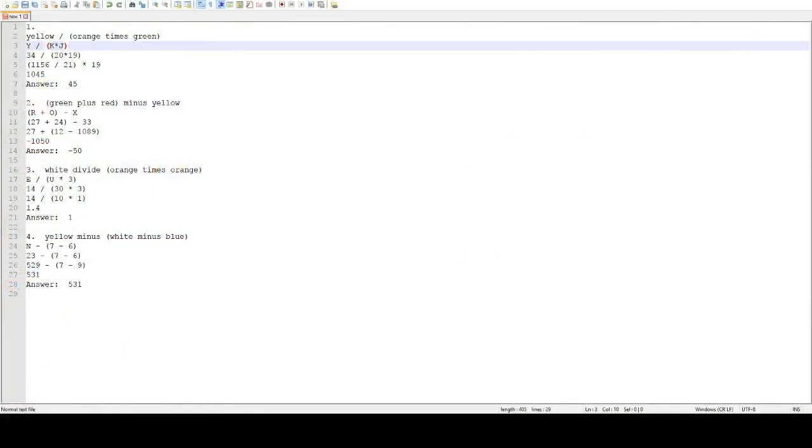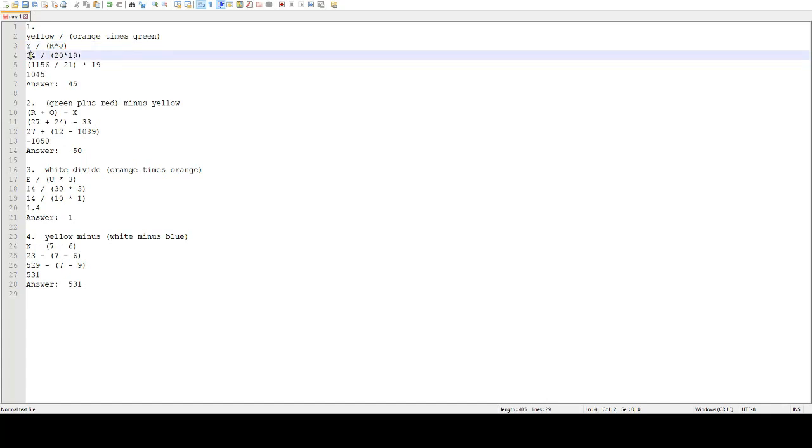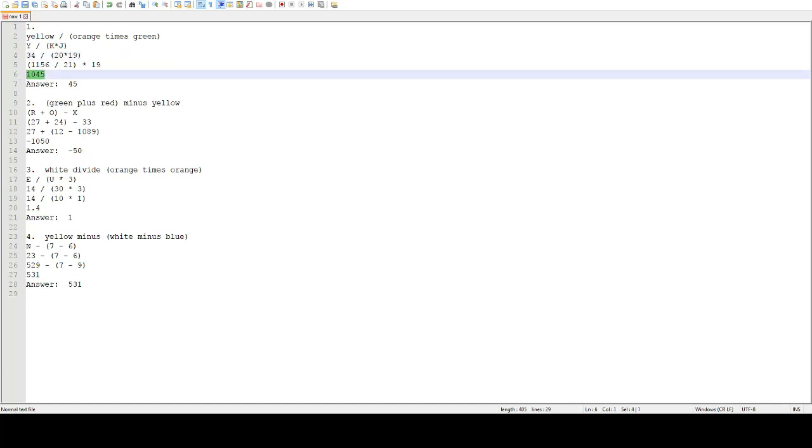For number 1, it was yellow over orange times green. The Morse I gave you represented Y, K, and J, which gives us 34 divided by parentheses 20 times 19. Yellow means to square the number, so 34 squared was 1156. Orange, 20. Orange, if the number was divisible by 3, divide by 3, it was not. Otherwise, I had the number of lights with primary colors. That was 1 yellow, gives us 21. Green, flip the parentheses, so we had 1156 divided by 21 times 19, which gives us 1045.